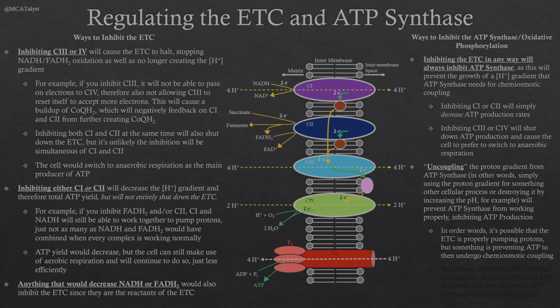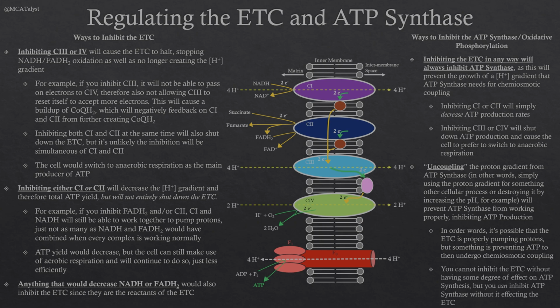In other words, it's possible that the ETC just keeps pumping protons, but there's something preventing ATP from being formed via oxidative phosphorylation. The electron transport chain's only goal is to pump protons whenever it can. So it's possible that the ETC is pumping protons just fine, but there's something going on with the proton gradient that is preventing ATP synthase from working properly.